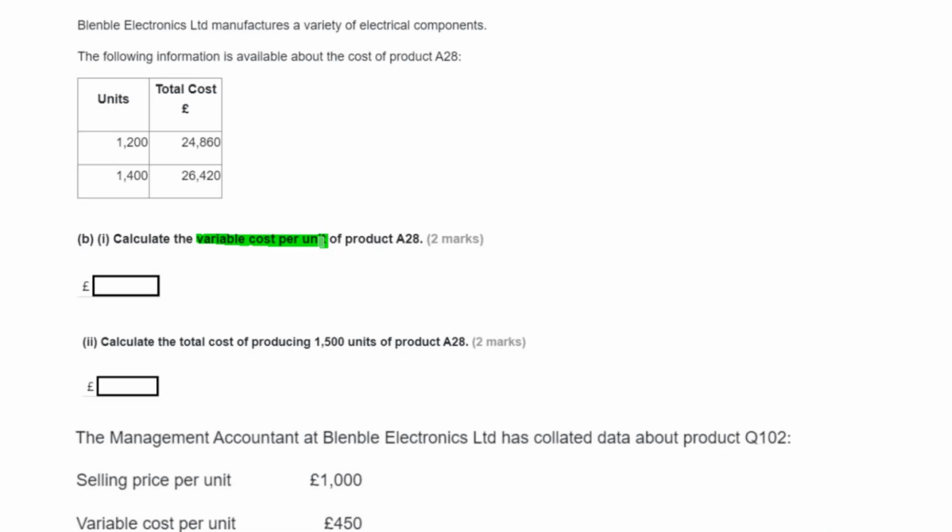So for this then, we are given two sets of units and two sets of total costs. And initially we may think that we just need to work out the variable cost by dividing the total cost by the units. But we have to remember that there is going to be an element of variable and fixed in the total cost. So we need to use what's called the high-low method.